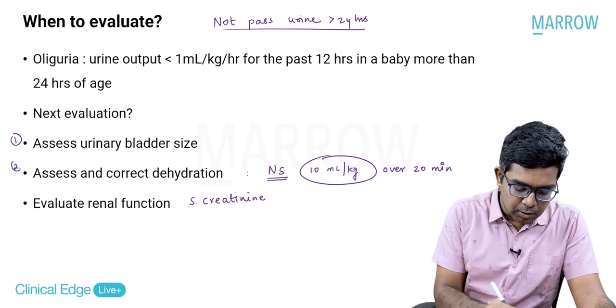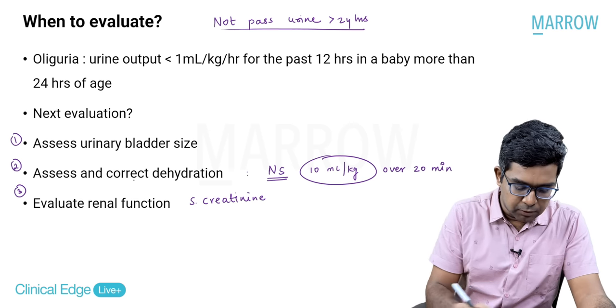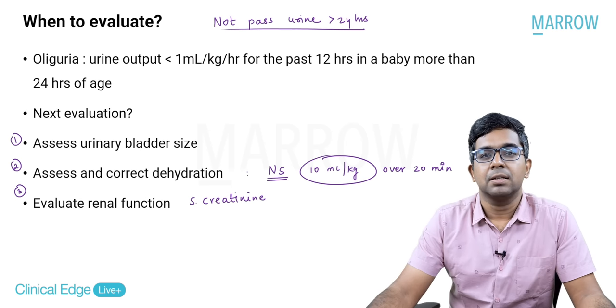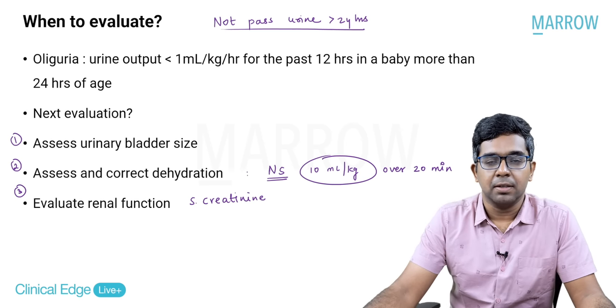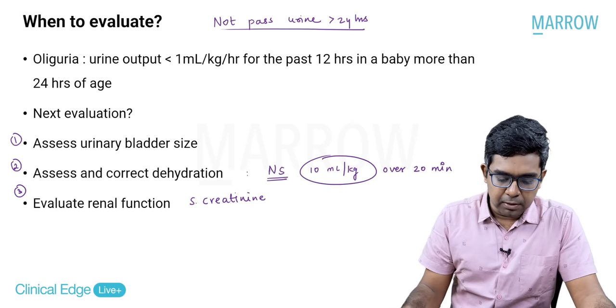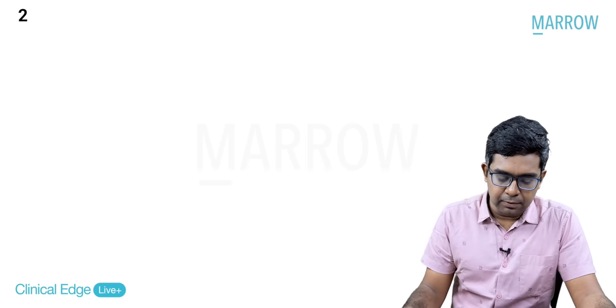following a baby not passing urine after 24 hours after birth. And this question was asking about the next step in evaluation. So the answer has to be: assess the urinary bladder size, either by palpation or by ultrasound. This would be the first clinical vignette. Moving on to the second clinical vignette.